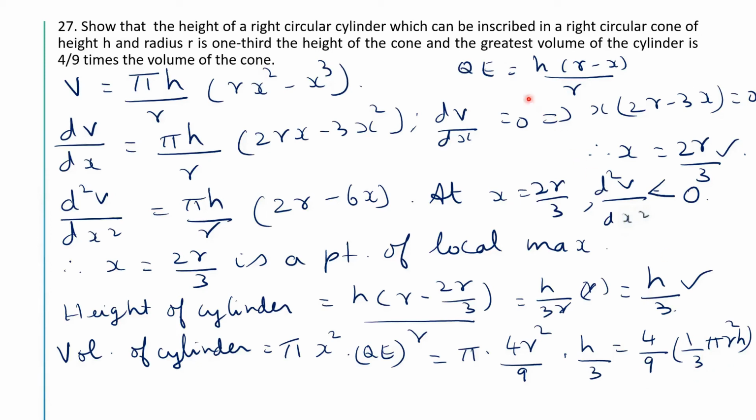So here we have to show that the greatest volume is 4 by 9 times the volume of the cone. So we got the volume of the cylinder is equal to 4 by 9 times the volume of the cone. Therefore, the maximum volume of the cylinder is equal to 4 by 9 times the volume of the cone.